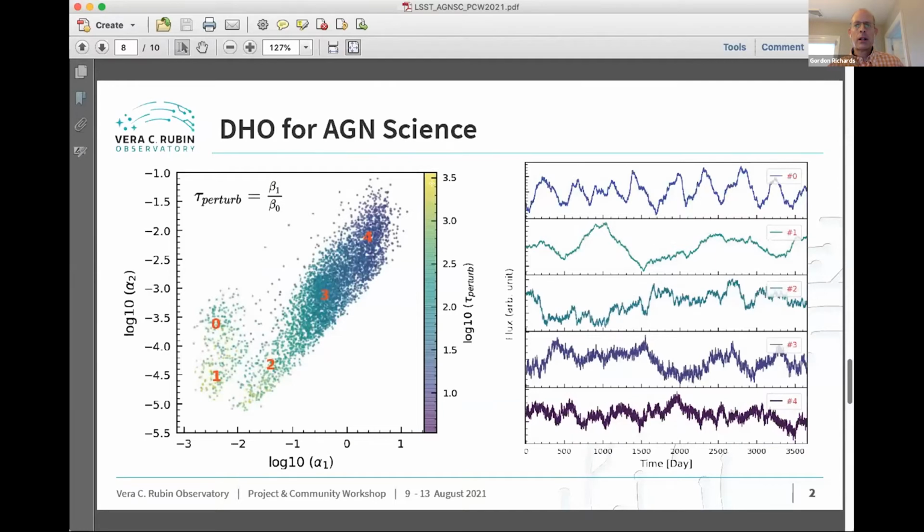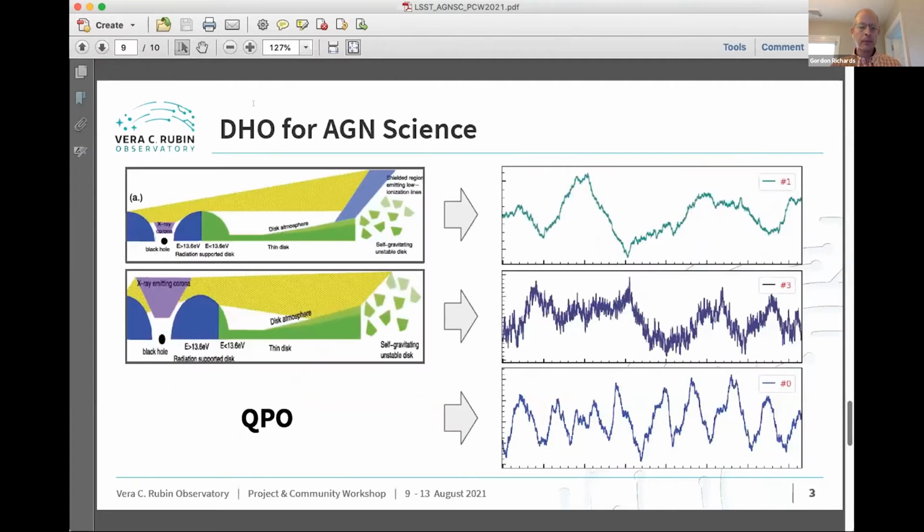And then this slide here is showing where AGNs are in this damped harmonic oscillator parameter space. There are 4 free parameters in the model, alpha-1 and alpha-2, and beta-0 and beta-1, and we're calling the ratio of those the perturbation timescale. You can see that AGNs map out a range of possibilities in that parameter space. And on the right, you can see what the light curves actually look like in those different parts of the parameter space.